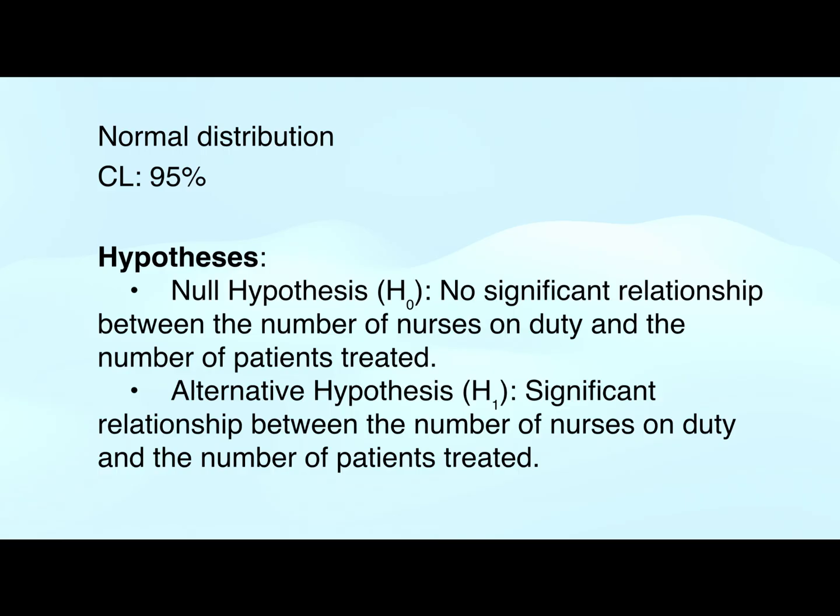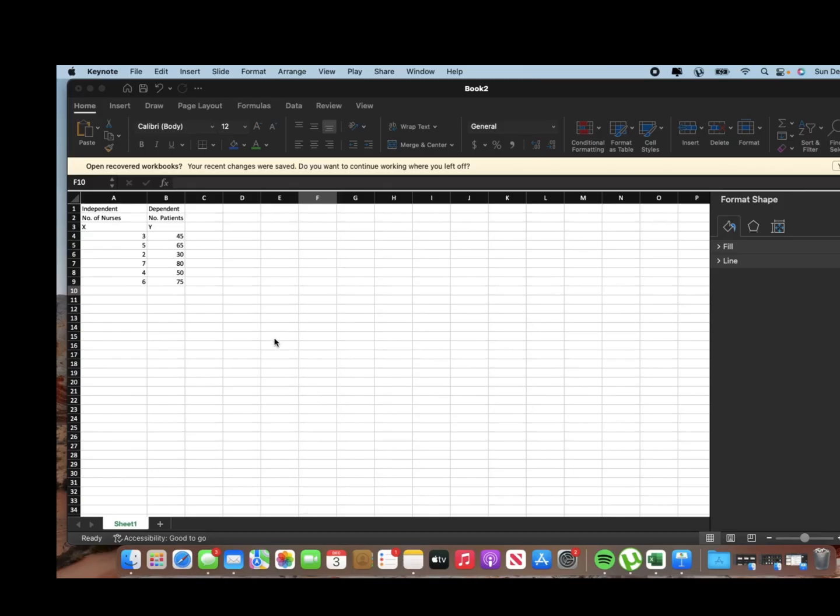Assuming that there is a normal distribution and the confidence level is at 95%, the hypotheses will be: the null hypothesis shows no significant relationship between the number of nurses on duty and the number of patients treated. The alternate hypothesis will likewise signify a significant relationship between the number of nurses on duty and the number of patients treated. For this scenario, we will plot it on the Excel sheet.